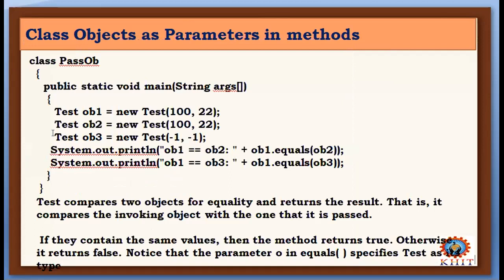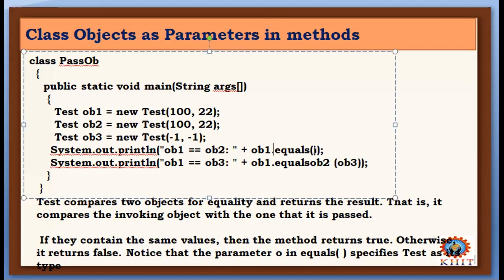Now you are creating another object ob3, to which you are giving the values -1 comma -1. So three objects: ob1, ob2, ob3. ob1 has values 100 comma 22, ob2 has values 100 comma 22, and ob3 has values -1 comma -1. Now you are writing ob1.equals of ob2. How are we checking whether the values in ob1 are equal to ob2? By calling an equals function.